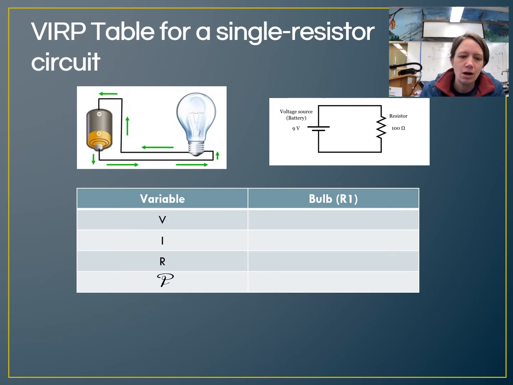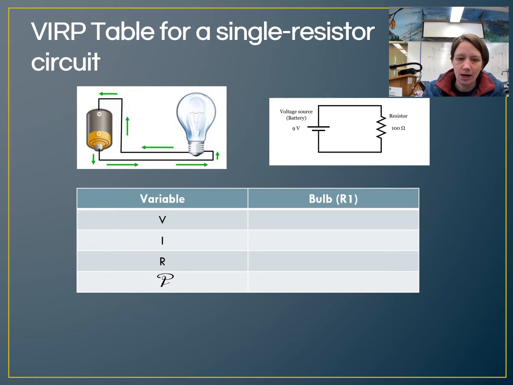And when we make our VIRP table, we want to make one column for each resistor in our circuit. And when we get to multiple resistor circuits, we're going to add one additional column which represents the entire circuit. Since the entire circuit in this case is just one resistor, we can skip that extra step for now. But anyway, we make this VIRP table, and we're going to go ahead and just fill it out.